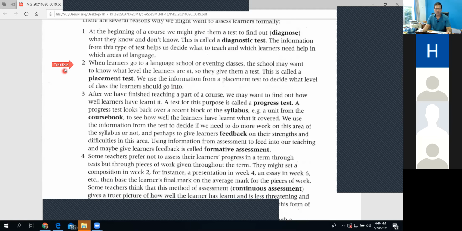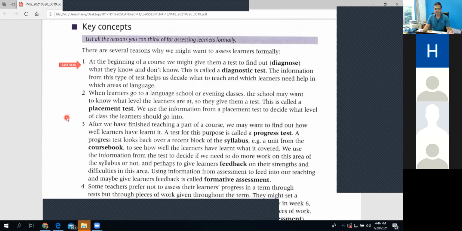Yes, sir. All right, the next one: when learners go to a language school or evening class, the school may want to know what level the learners are at, so they give them a test. This is called a placement test. We use the information from the placement test to decide which level of class learners should join. Now Sujika will tell me the difference between a diagnostic test and a placement test.